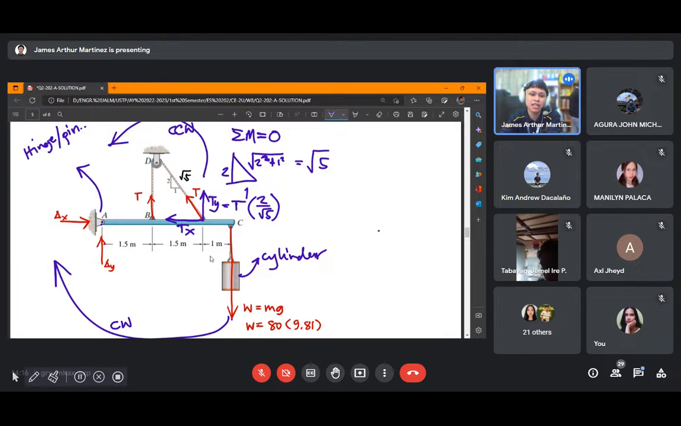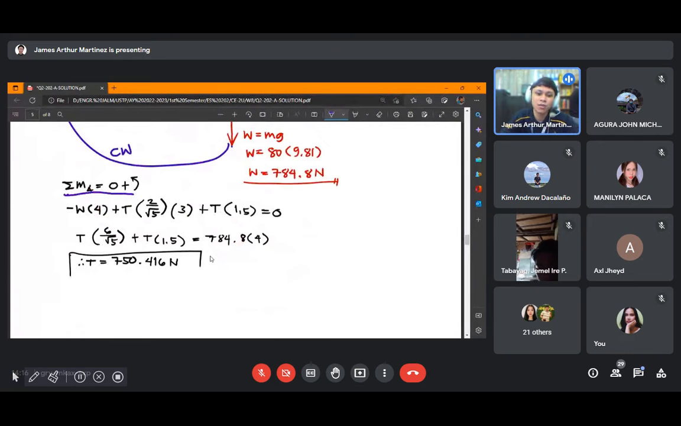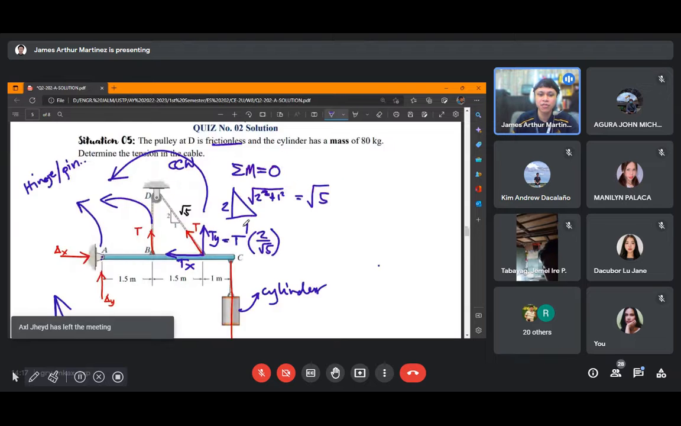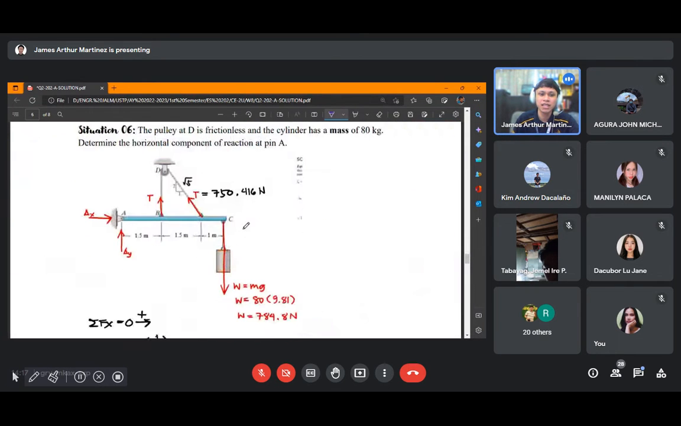So next is kanina po siya nga T. So T times 1.5 lang and positive since counterclockwise ang yung ma-create nga rotation. So basically this is Ty. Okay? Equal now to 0 since sila naman ang nag-act sa system. Solving for T, therefore T na to is equal to 750.416 newtons. Okay? So we have solved for tension already, not T.